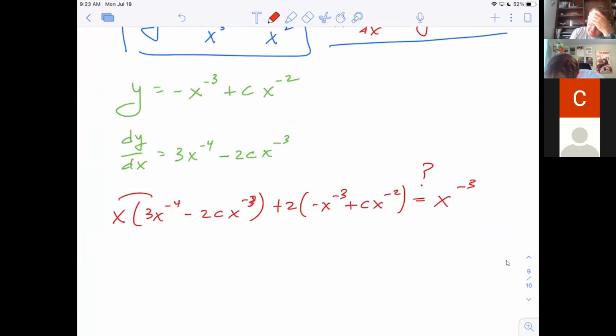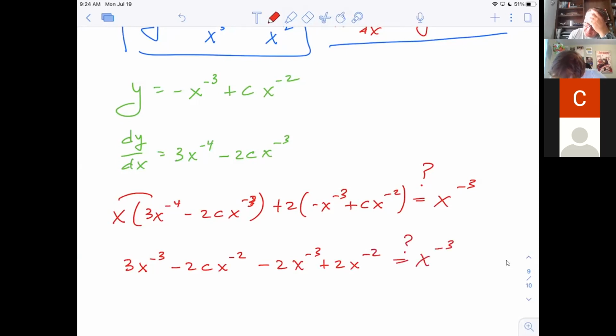So let's see, what do I get? I distribute x in here, so that gives me 3x to the -3, does it not? x to the first times x to the -4th, you add exponents. Minus 2c, x to the first times x to the -3rd is x to the -2nd, plus 2 multiplied by everything. But that was actually a negative, so I'll switch it out front: -2x to the -3, and then negative plus 2 times c. And again, I'm sitting here wondering, is that equal to x to the -3? Forgot the c right there.